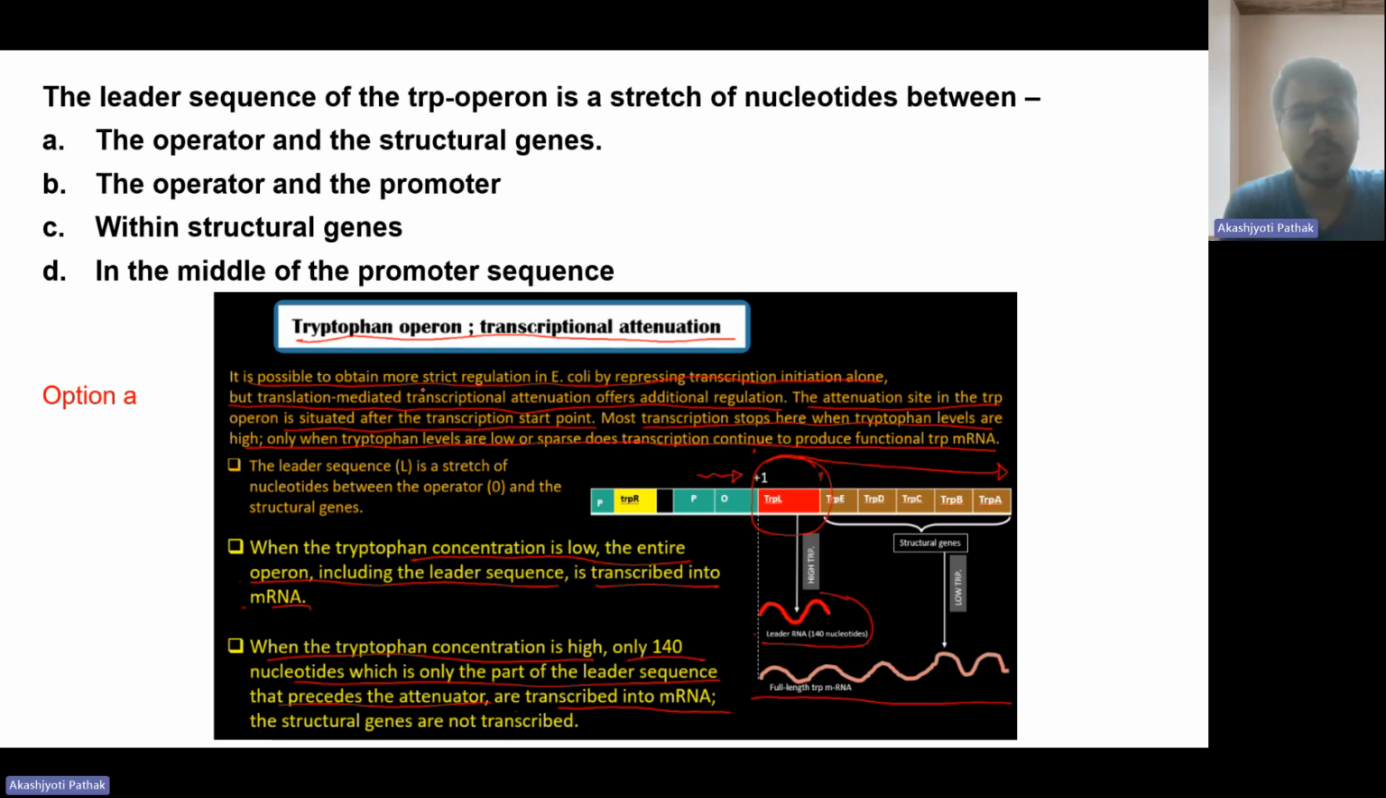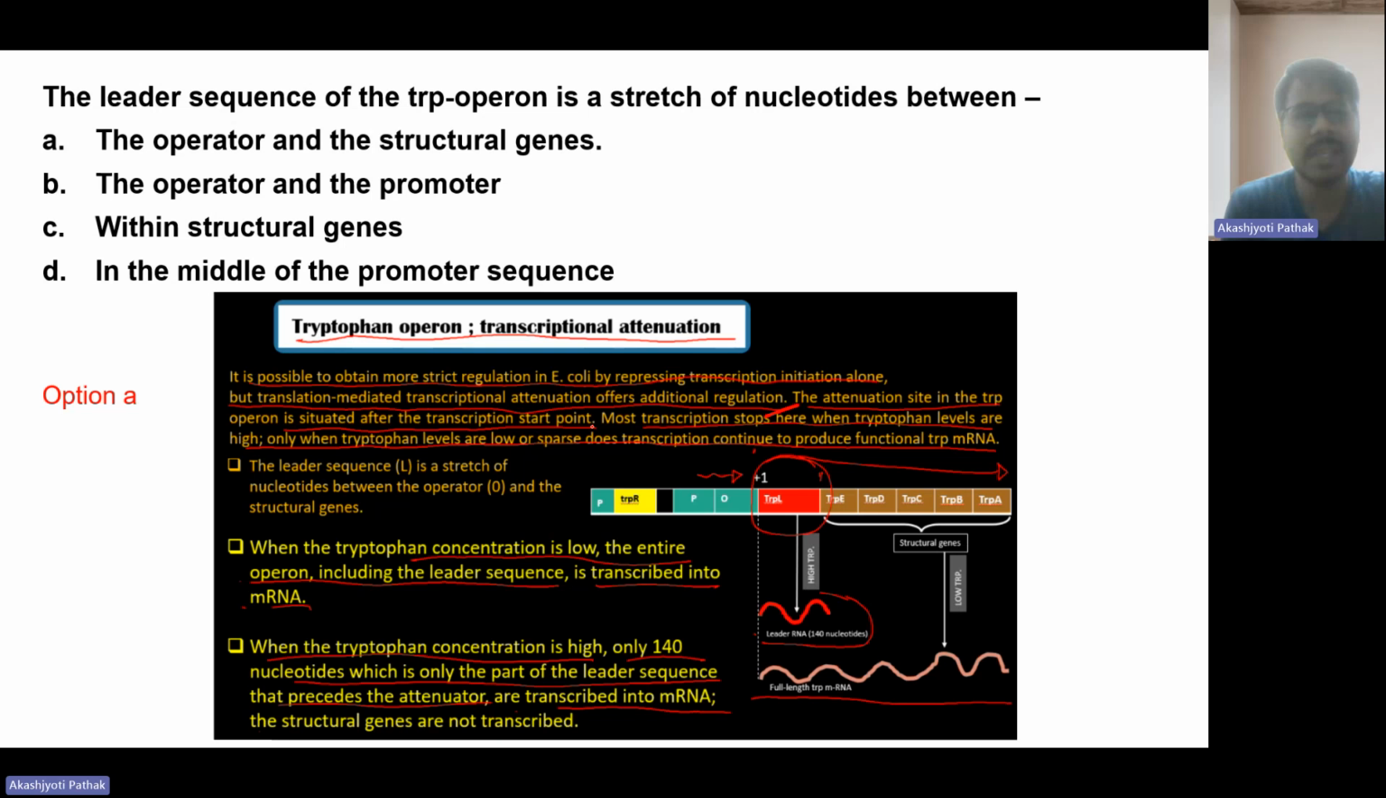Okay, so it is possible to obtain more strict regulation in E. coli by repressing transcription initiation alone. So here, what is happening by the attenuation mechanism? What is it doing? It is allowing the cell to conserve its energy by inhibiting at the transcription initiation stage. So the transcription is not allowed to initiate in the very first place. It is inhibiting the process more strictly by repressing transcription initiation alone, but translation-mediated transcriptional attenuation offers additional regulation.